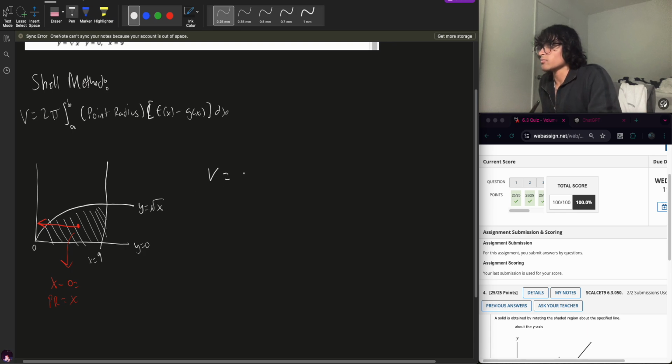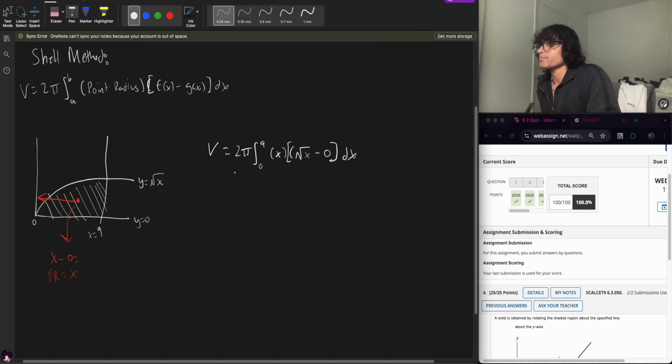We have our volume, which is equal to 2 pi, with bounds from 0 to 9, x times the square root of x minus 0, because the other y function that we're given is y equals 0, which is down here. So this is our top right here, and this is our bottom. And that is going to be with respect to dx.